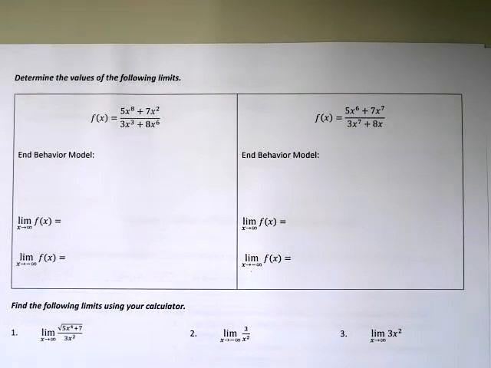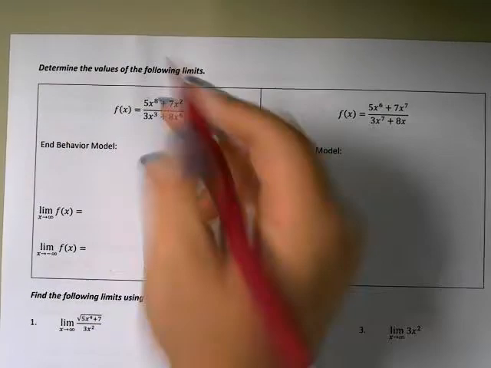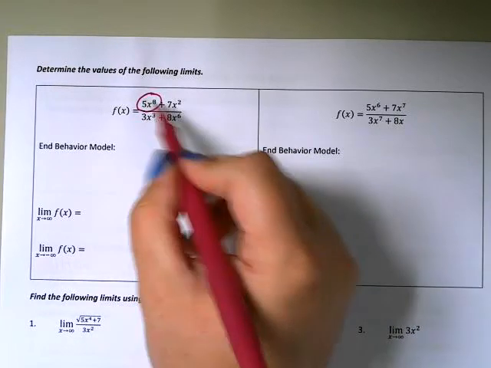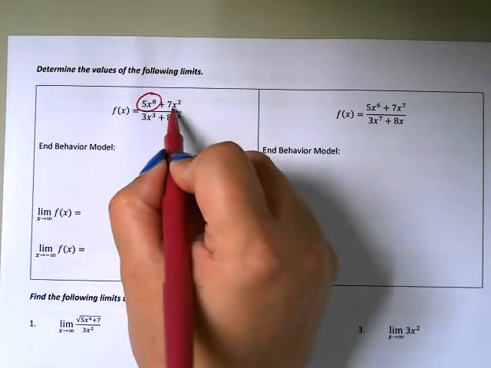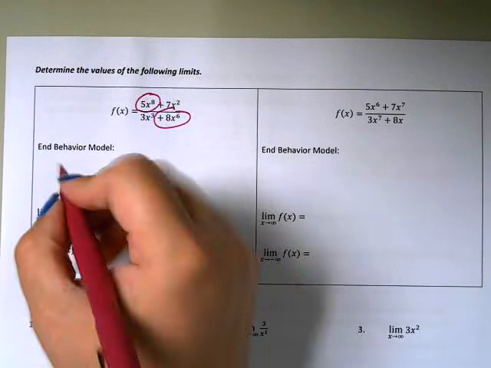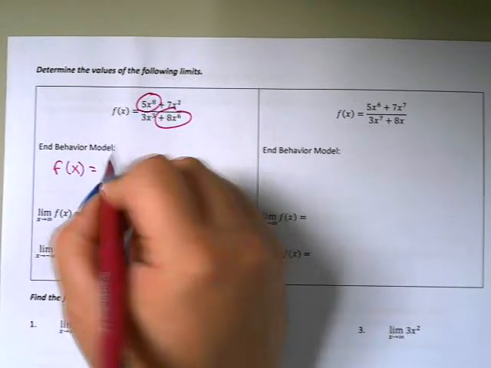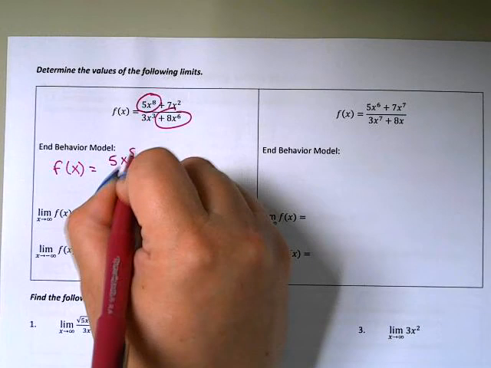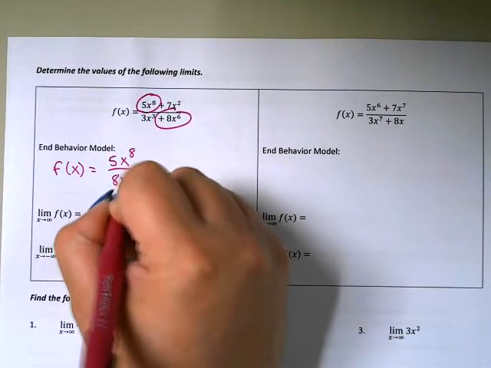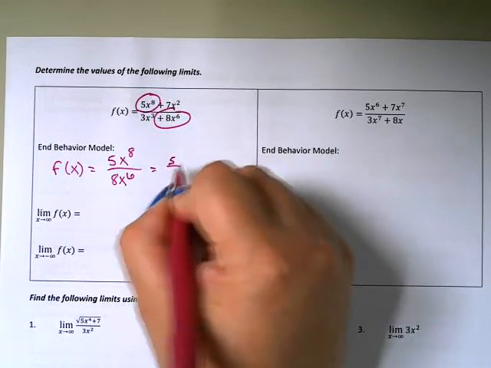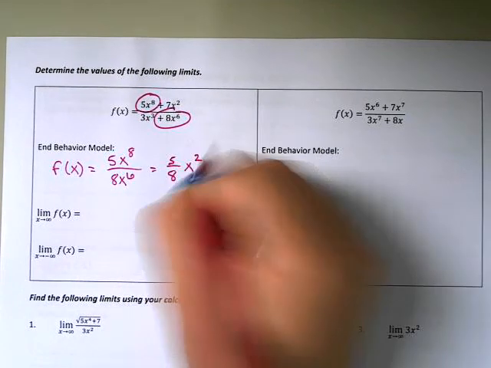So when we look at this next one, we need to focus again on the highest powers. In the numerator, that's my 5x to the 8th. And in the denominator, be careful, it's not written in order. Here's my 8x to the 6th. So for my end behavior model, I'm looking at f of x equals 5x to the 8th over 8x to the 6th. And when I simplify this down, it becomes 5/8 x squared.